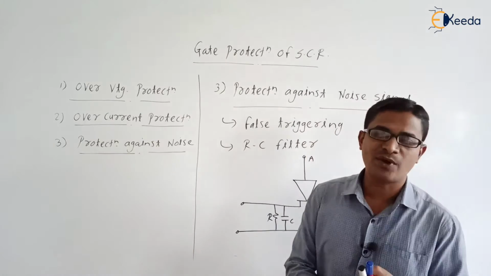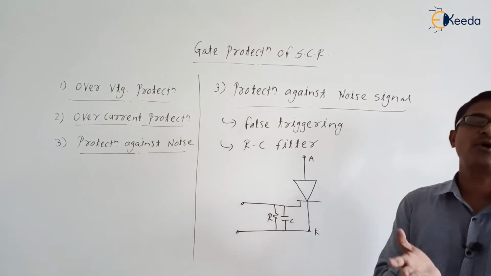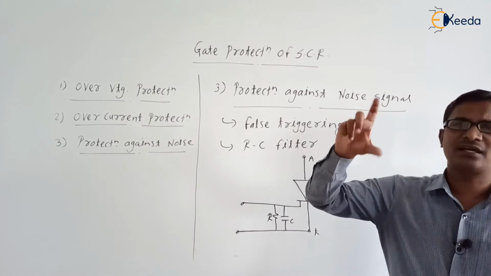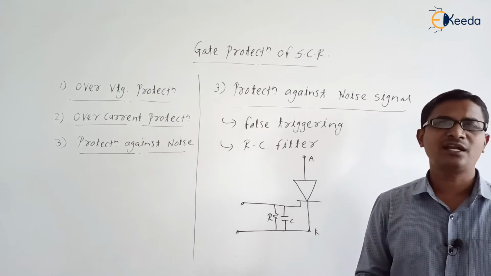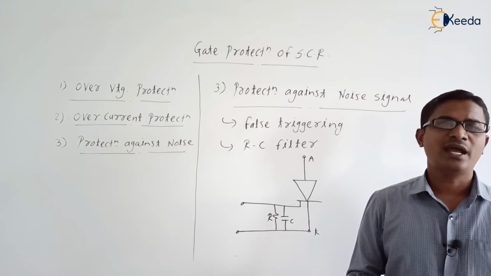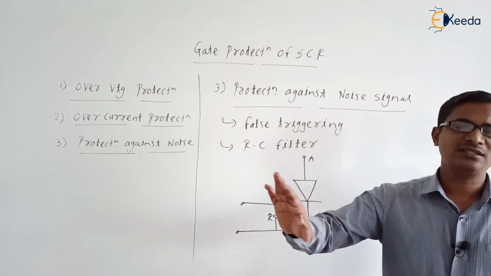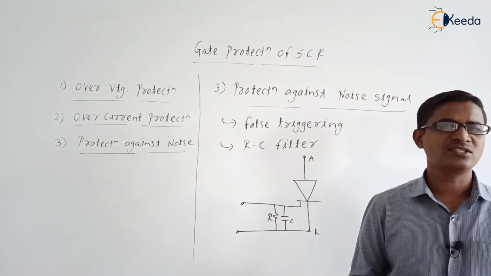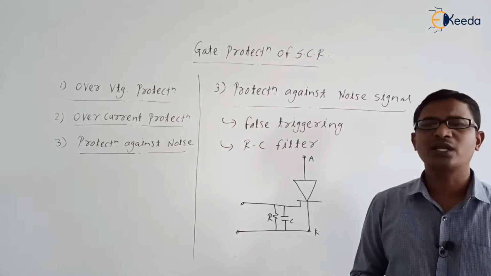Over voltage protection, why is it required? To avoid the false triggering. So how to protect? By the connection of a Zener diode. We can use the Zener diode as a regulator, and the connection of the Zener diode is sufficient to protect the gate-cathode circuitry against the over voltage. Second one is the over current protection.